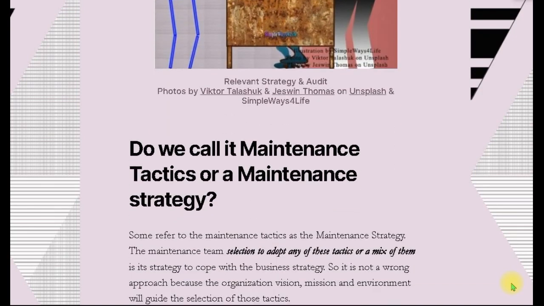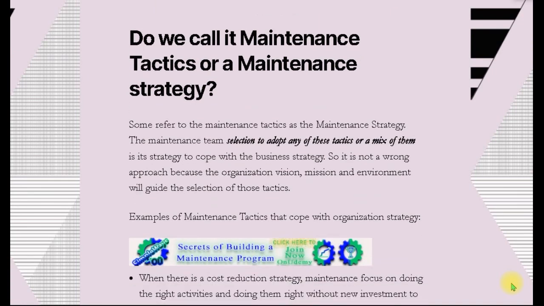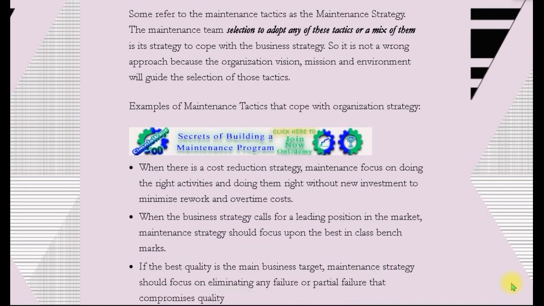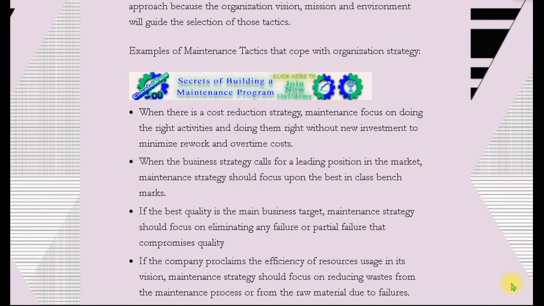So shall we call it, that's a bit of a dilemma, shall we call it maintenance tactics or maintenance strategy? Actually, the tactics are actual steps you use to reach something, but they need to have a goal that you are going to reach. So when you say maintenance tactics that will take you to a goal of the business, it can be said as a maintenance strategy. So when the business strategy is focusing on cost reduction for this year, for example, the main target of the maintenance should also be to minimize the rework, to minimize the overtime, to minimize the spare parts used, to increase the efficiency of the maintenance.